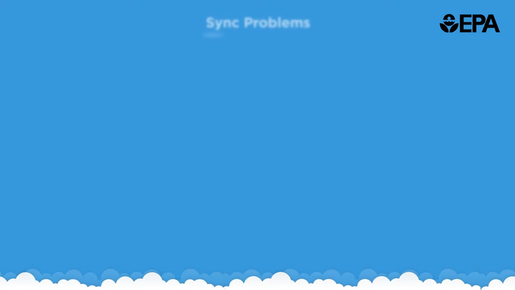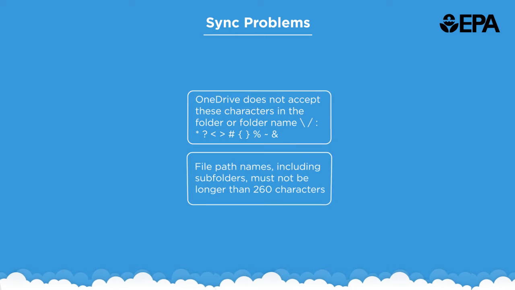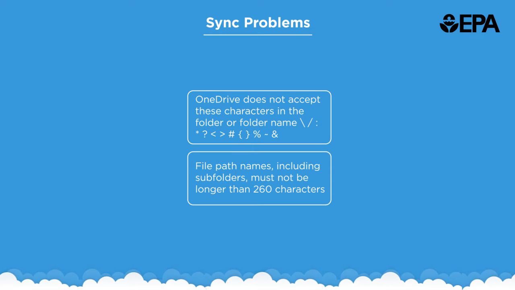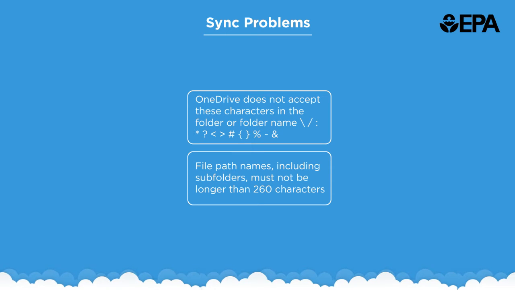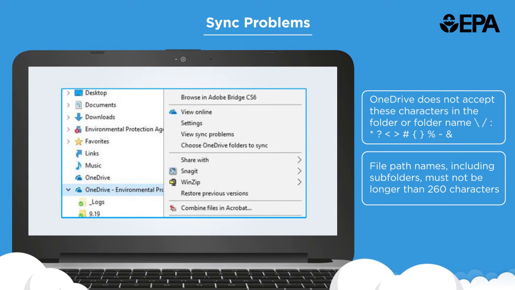You may need to rename some files and folders that you are moving to OneDrive. OneDrive does not accept files with certain special characters in the name. In addition, if the file path name, including subfolders, is longer than 260 characters, OneDrive will not accept it. You can quickly determine which files need to be renamed.